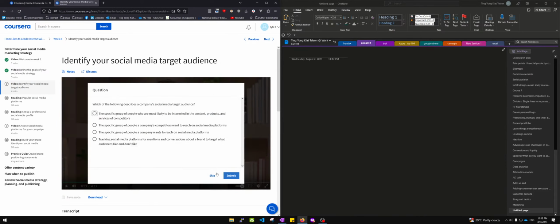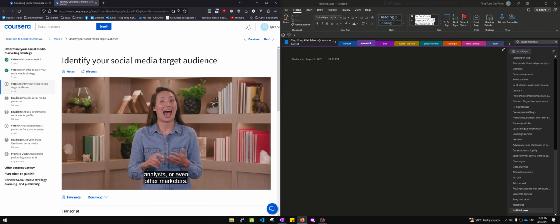Now let's discuss how to go about identifying your target audience. Your target audience likely shares some common characteristics such as age and location. To determine who your social media target audience is, start by compiling information about your current customers and followers. You may be able to gather some of this information from others in your organization, such as your research department, analysts, or even other marketers.